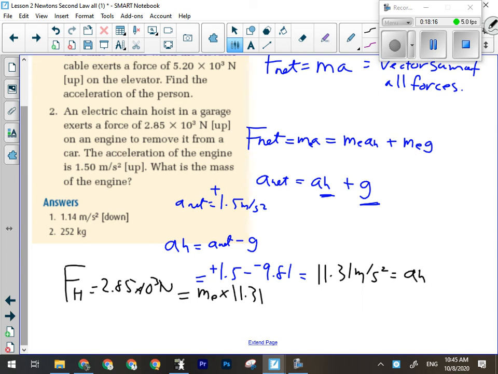Like I said, we don't encounter these very often, but when you do, they're almost always an elevator question. This is still an elevator. Something lifting something straight upwards is always an elevator.